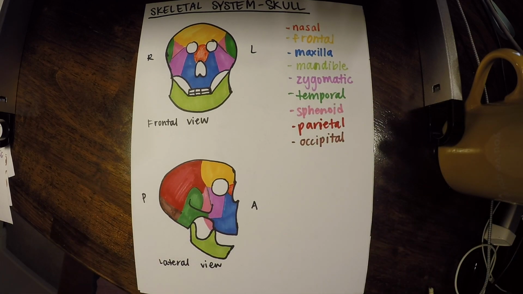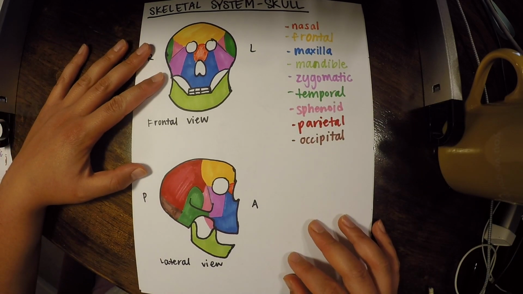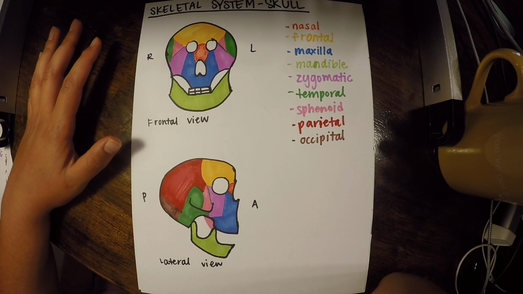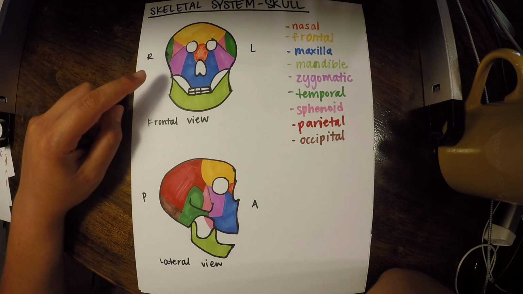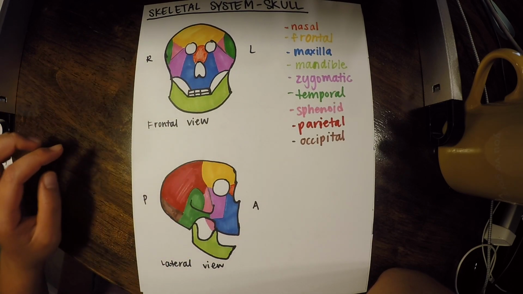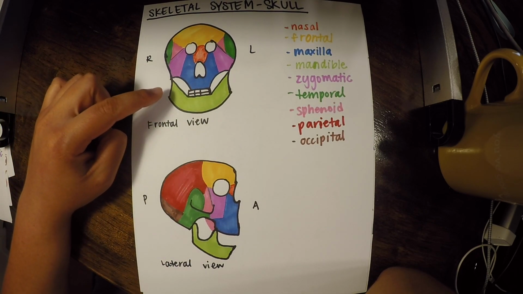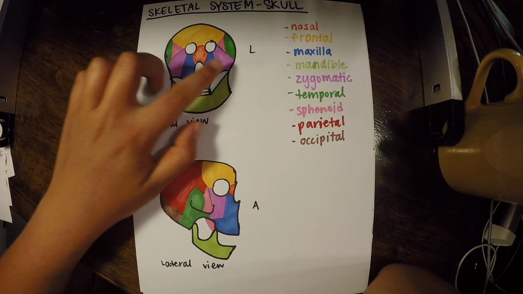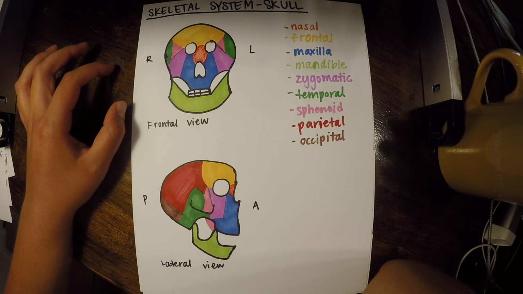So just a quick recap. This is our frontal view, this is our lateral view, and we just went over our nasal, frontal, maxilla, remember that's right above the lip, mandible, which is the jaw, zygomatic, which is on the side there, temporal, which is usually where people say their temples are, where they have a headache.